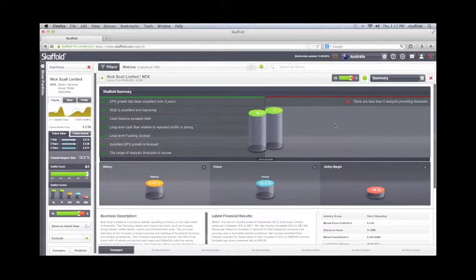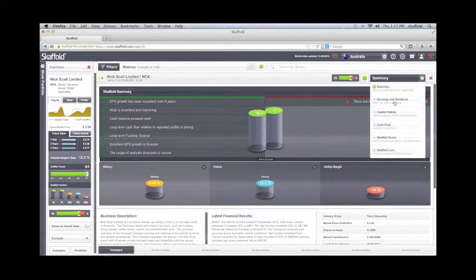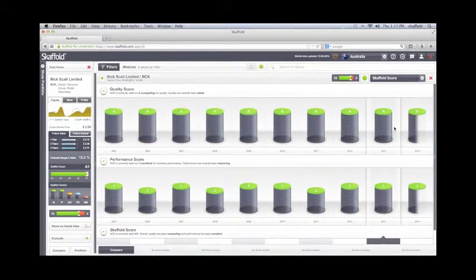And just to take that one step further, let's go to the Skaffold score screen. What this screen shows us is the Skaffold score across a number of years, 10 years, and you can see that it's consistently been A1 or A2. So that tells you that not only is it looking good today, but it's been well run for some period of time.